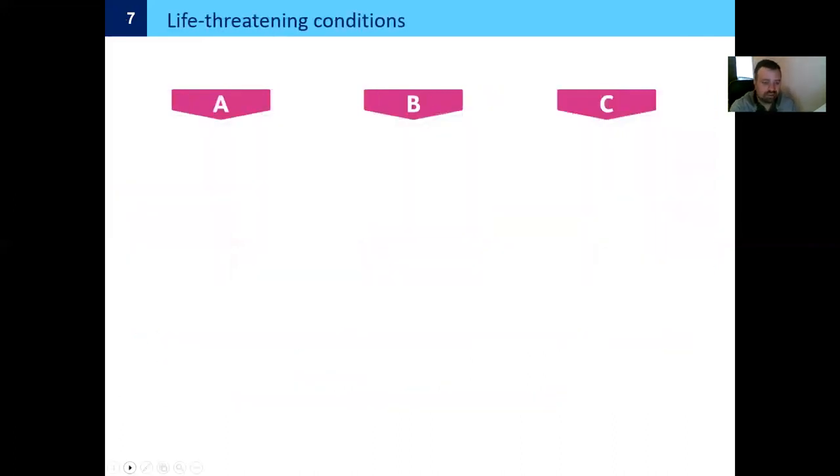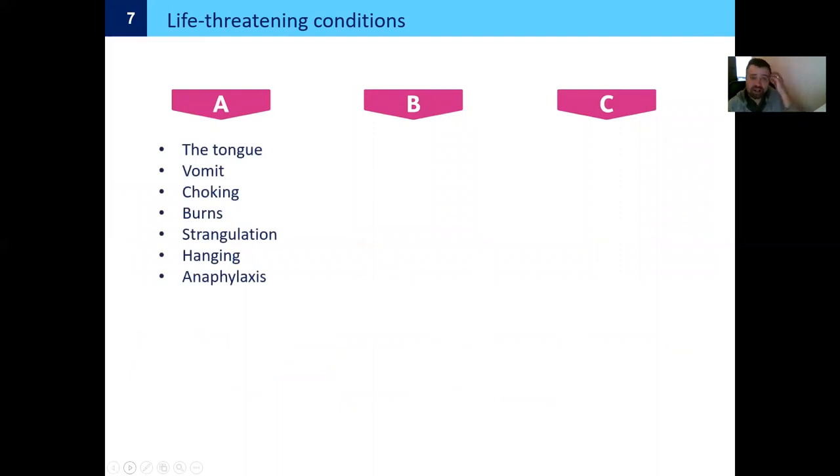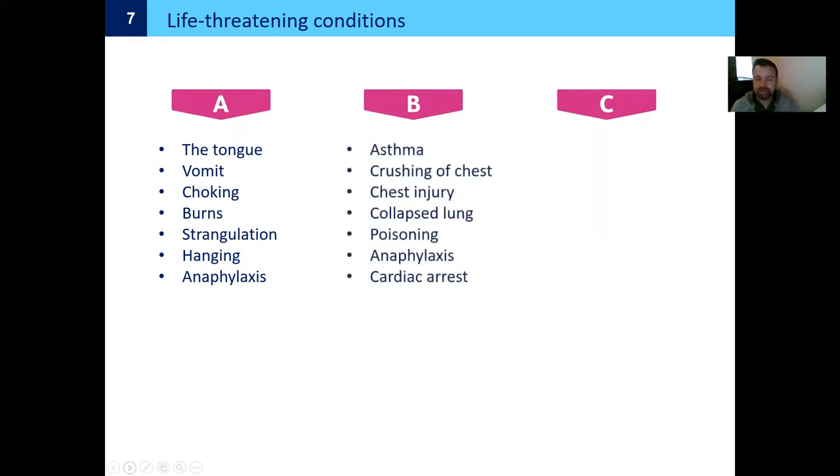So let's look at life-threatening conditions. Under airway, we're looking at vomit, choking, burns, asphyxiation, strangulation, and hanging. If we haven't got a clear airway, we can't move on, because there's no point. If the airway isn't clear, they're not breathing, and we can't do anything about it. So we must prioritize those first.